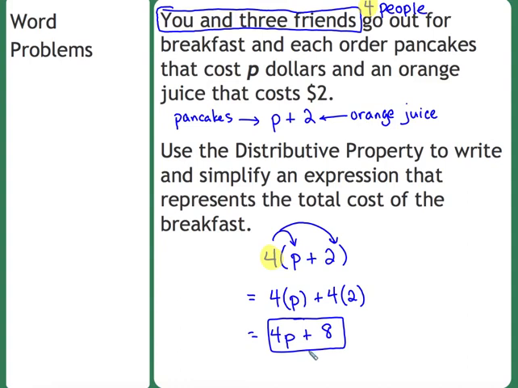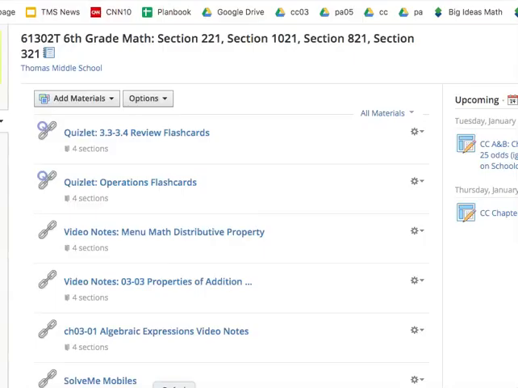All right, so best of luck on the test. Again, take advantage of the resources on Schoology. You have 2 sets of flashcards. You could also go back and watch some of the video notes from the lesson, and then please use those skills checks. The 3.1 3.2 skills check, the 3.3 3.4 skills check. Those are awesome resources to get ready for the test.